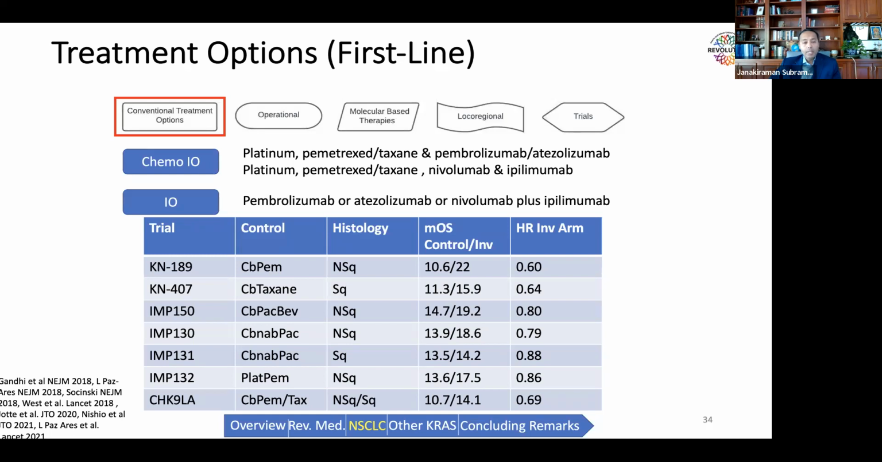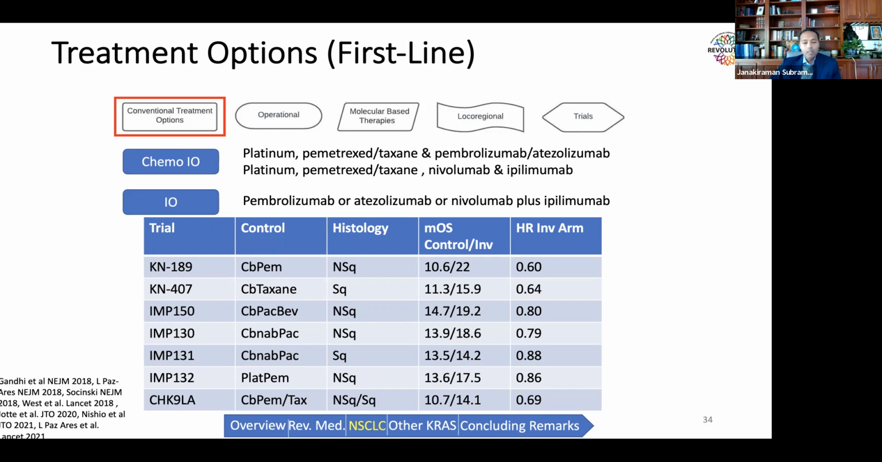Now, where is the data for chemo IO? And that's what this table shows here. There is a list of 7 studies. The first 6 of them are a combination of chemotherapy plus a checkpoint inhibitor. And the last one, Checkmate 9LA at the bottom, is an interesting study where we have chemotherapy plus a combination of nivolumab and ipilimumab, which is a CTLA-4 inhibitor as well.